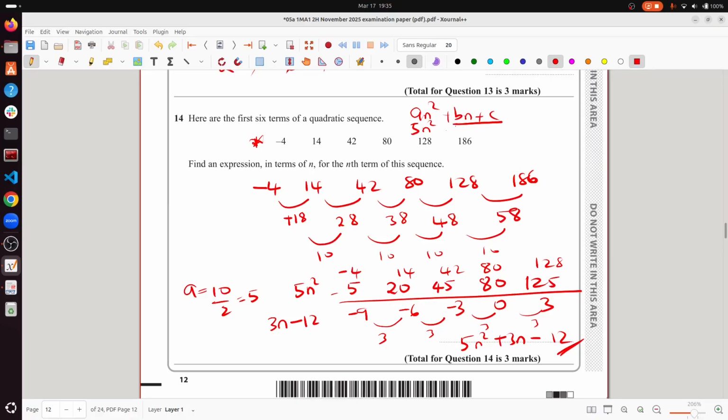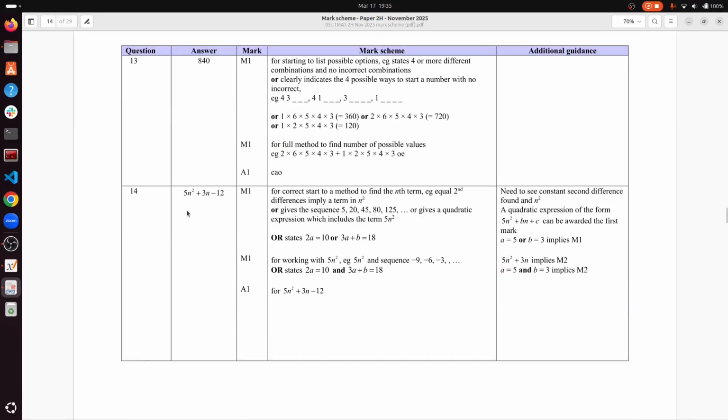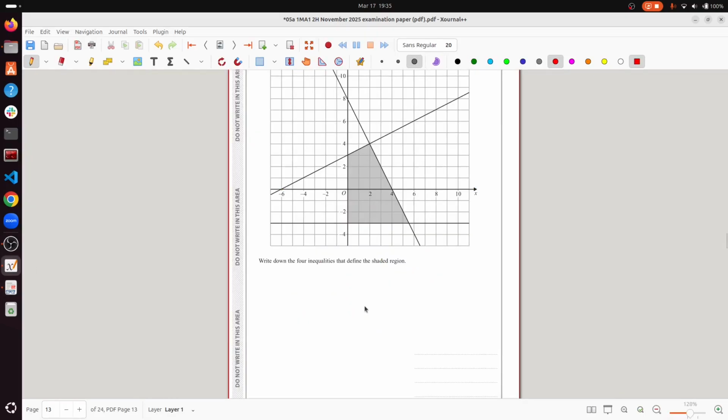And that's my answer. We could have done this using an algebraic method. So those are the 2 ways of solving this. So that's 5n squared plus 3n minus 12, and that's correct. For number 15, it's asking us to write down the 4 inequalities that define the shaded region.